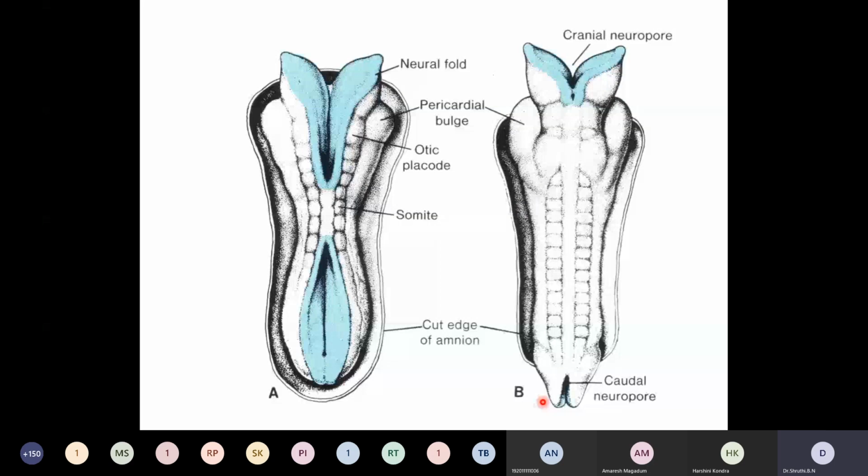It is represented by the terminal ventricle, which lies at the caudal end of the spinal cord. Okay. Now you got to know how the neural tube is formed, right? Can anyone of you summarize till now? If the question comes as neurulation, you just have to mention all of this.